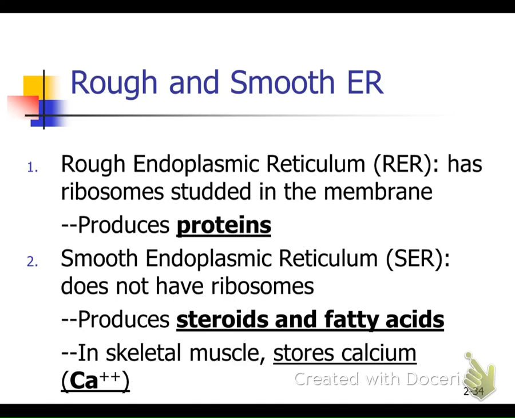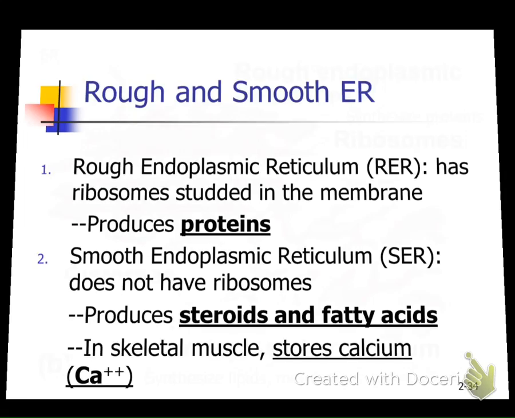Now, as an aside that we'll come back to later, muscle stores extra calcium in a similar structure to the smooth endoplasmic reticulum. But for now, all I want you to focus on is that the SER is producing steroids and fatty acids. Do you agree those are not proteins? Right? Steroids and fatty acids are both types of lipids.